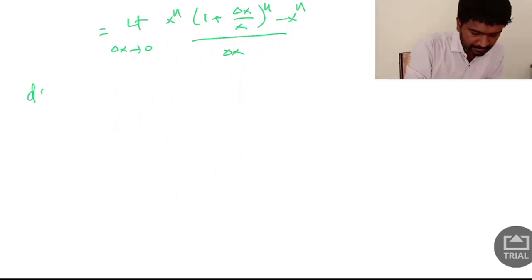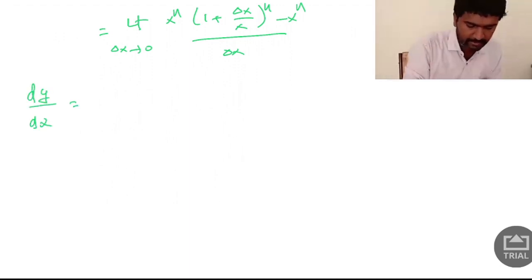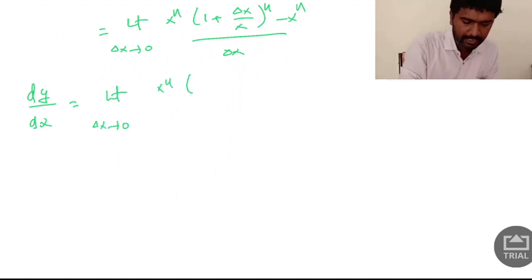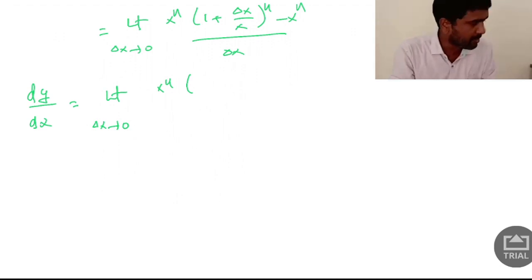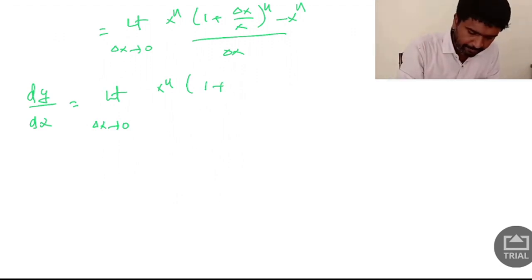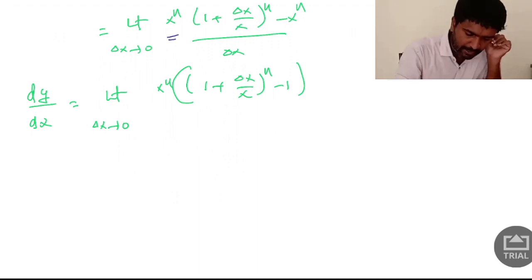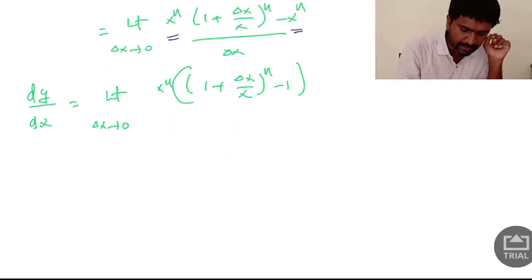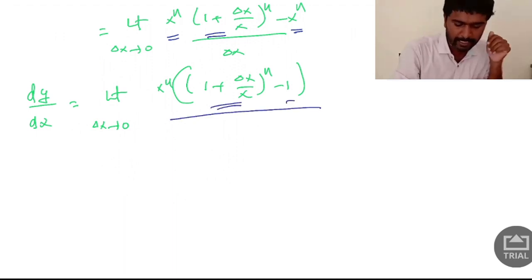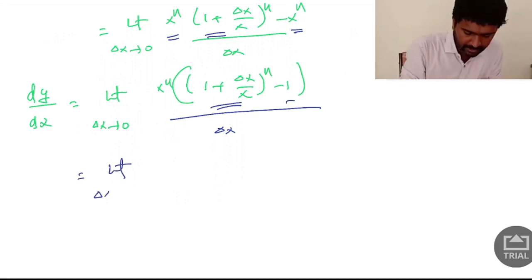So now dy by dx will be equal to limit delta x tends to 0. You can take x power n common now. If you take x power n common, then you get 1 plus delta x by x whole power n minus 1, by delta x. So now I get limit delta x tends to 0, x power n.